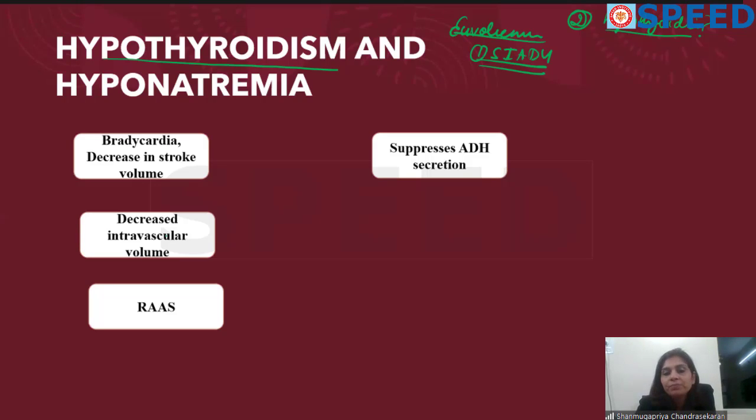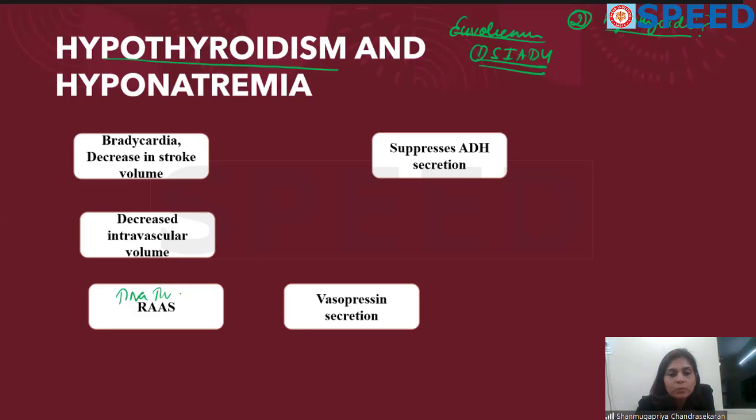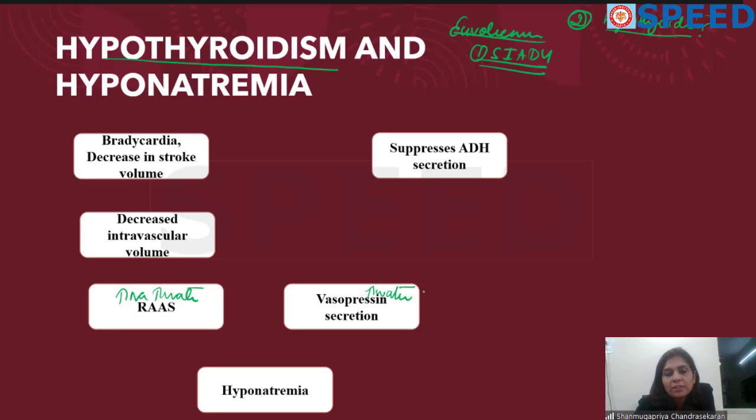And hypovolemia and hyperosmolality stimulate vasopressin secretion. So the renin-angiotensin system causes sodium and water reabsorption. Vasopressin causes only water reabsorption. So basically there is an increase in free water reabsorption that causes hyponatremia. Additionally, thyroxine suppresses vasopressin secretion, so in hypothyroidism there is an increase in vasopressin secretion. All these would contribute to hyponatremia.